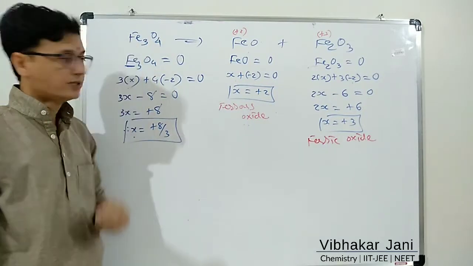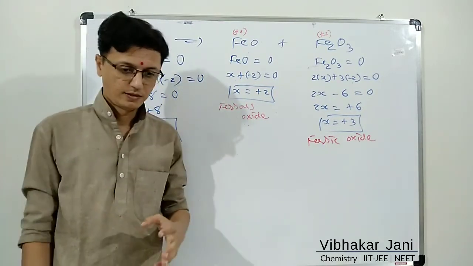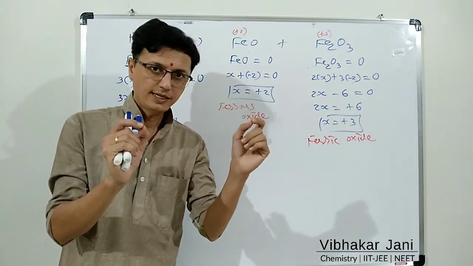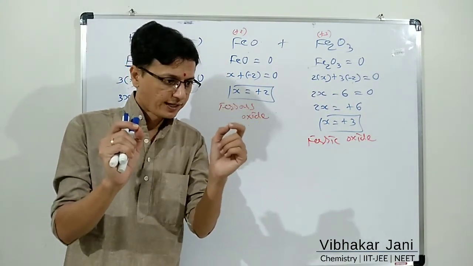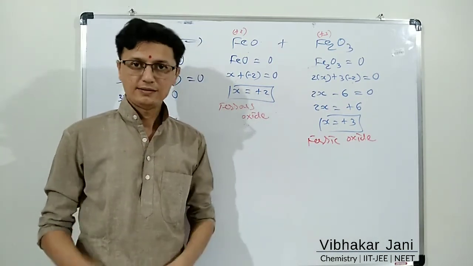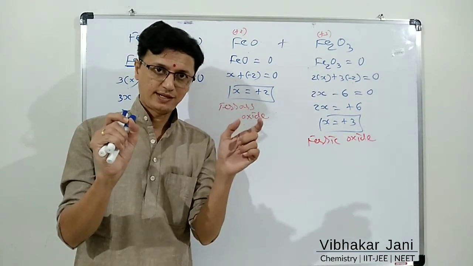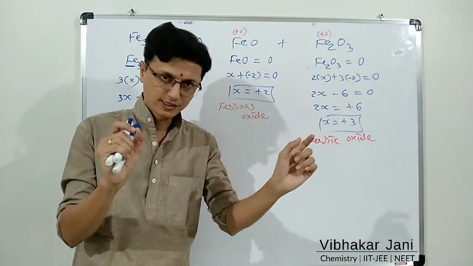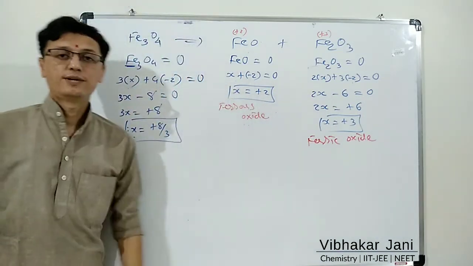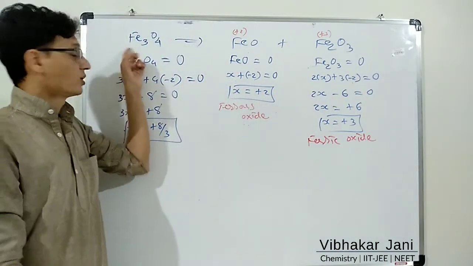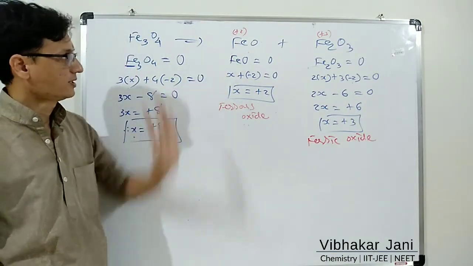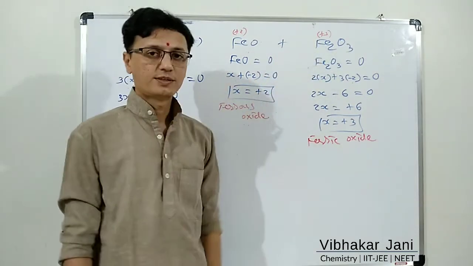And what will be the name of this mixture? Just listen carefully, ferrous oxide plus ferric oxide, that means ferroso-ferric oxide. So the name of the compound is ferroso-ferric oxide, which contains total 3 Fe, and they are of two kinds. One is in +2 and two are in +3.